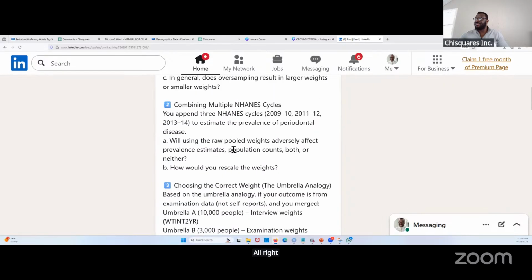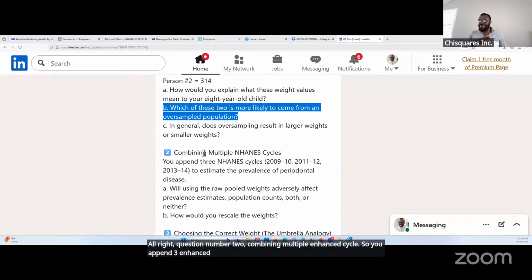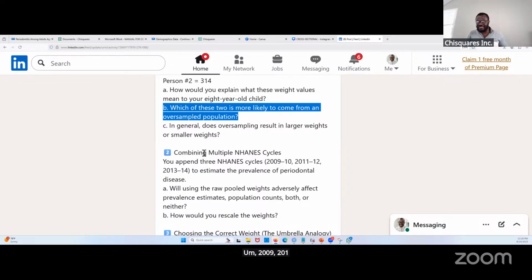All right. Question number 2, combining multiple enhanced cycles. So you append 3 enhanced cycles, 2009, 2011, 2013. Your goal is to increase the sample size.